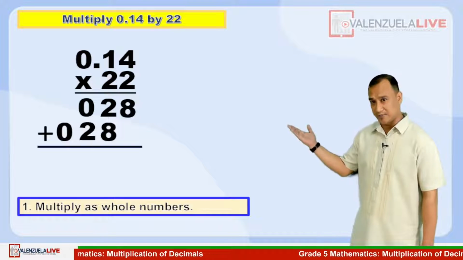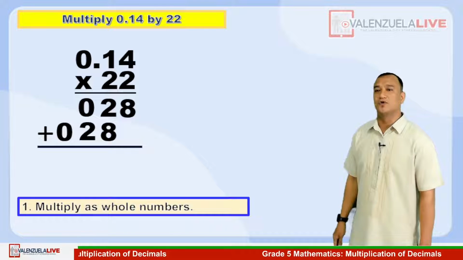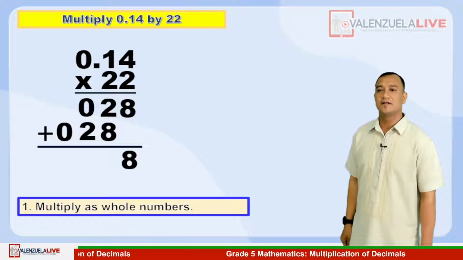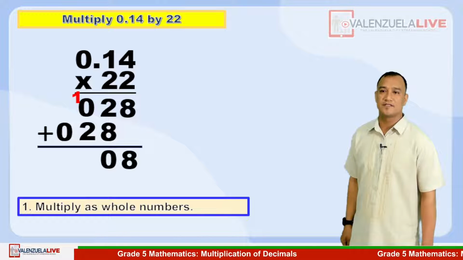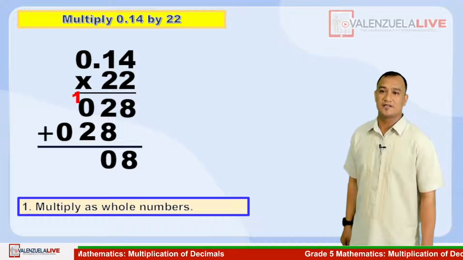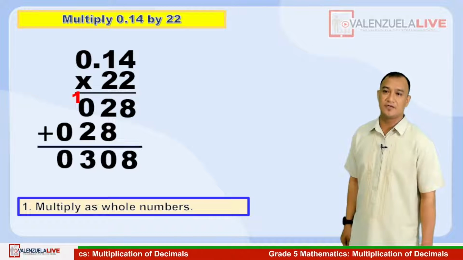Then, let's add the partial product. So, bring down 8. 2 plus 8 is 10. Bring down 0 and regroup 1. 0 plus 2 is 2. Plus 1 is 3. And then 0.